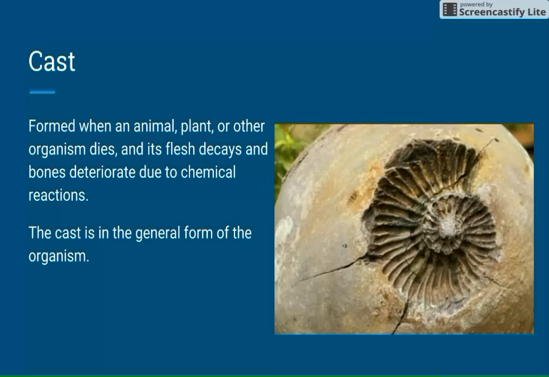A cast is formed when an animal, plant, or other organism dies and its flesh decays and the bones start to deteriorate due to chemical reactions. The cast is in the general form of the organism. So, just like when you put a cast on your arm and it shapes to your arm, this is the same thing. When you take that cast off of your arm, it would still be in the shape of your arm. You can also make casts of your face and things like that. So it shows the shape of whatever organism was inside of it.